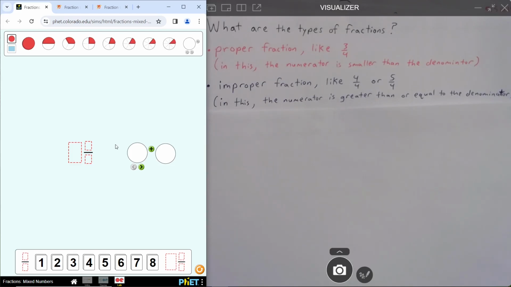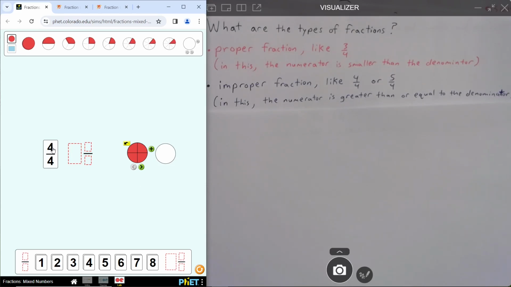So for an improper fraction, let's take a look at what that would actually look like. We'll start with our 4/4. So we have a numerator of 4 and a denominator of 4. And here is what that would look like. 4 parts that are each 1/4 in size. So that is considered improper.